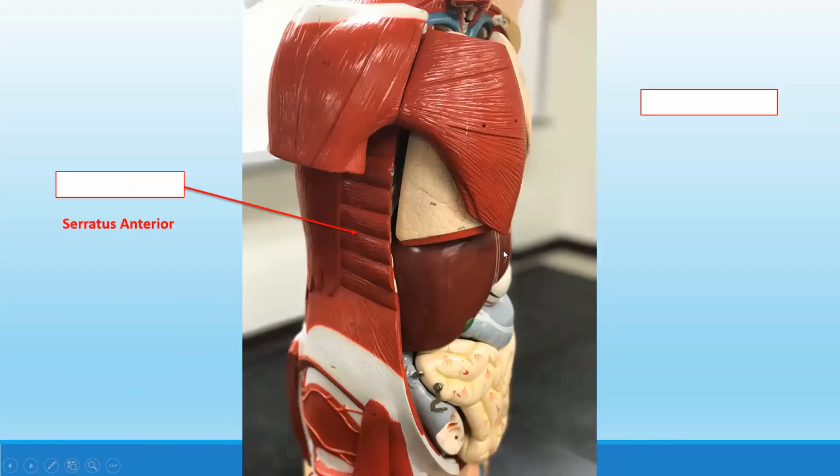Other muscles here: serratus anterior, a series of muscles along the side of the thoracic cavity, extends down to just below the level of the diaphragm. You also see just the faintest hint of the pectoralis minor underneath here, because there's the major there.